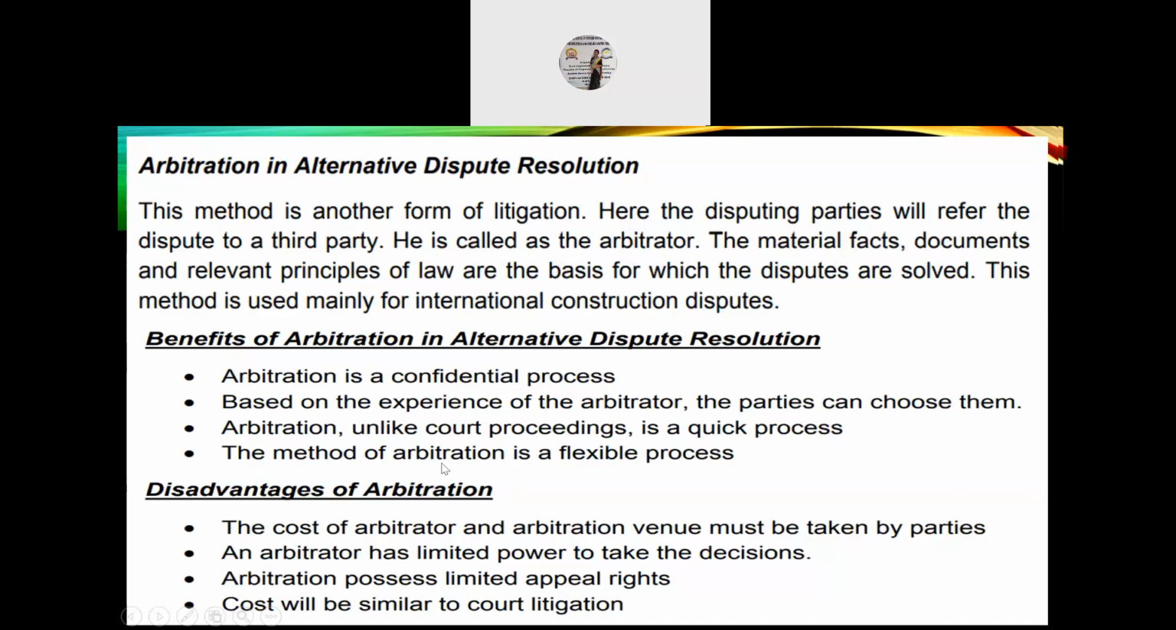This method is used mainly for international construction disputes. Benefits of the same are: it is a confidential process, it is based on the experience of the arbitrator, and the parties can choose them. Arbitration, unlike court proceedings, is a quick process, and the method of arbitration is flexible. Disadvantages are that the cost of the arbitrator and the arbitration venue must be borne by the parties. An arbitrator has limited power to take decisions, arbitration possesses limited appeal rights, and costs will be similar to court litigation.